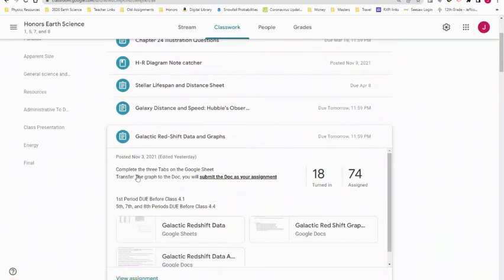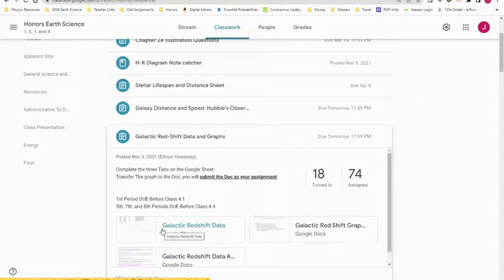Okay, guys, this video is on how to complete the Galactic Redshift data and graphs assignment. If you open up the assignment, there are three different documents in there, and really you only need two of them. The bottom one is just an explanation of where all this stuff comes from, but I'm going to walk you through that anyway.